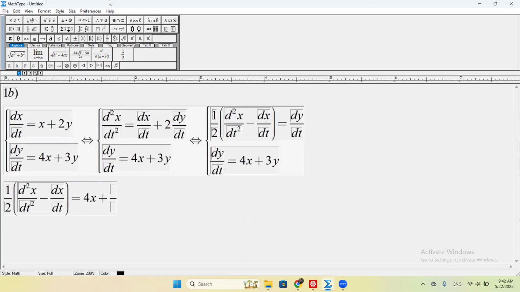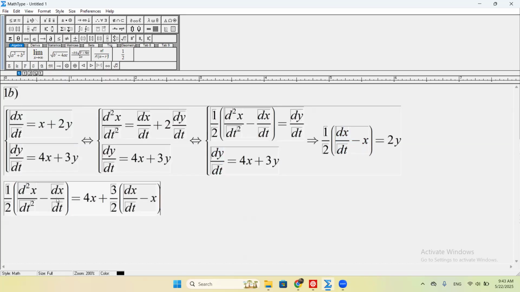And how to express y? Actually, from this equation, y equals 1 over 2 times dx by dt minus x. So plus 3 over 2 and this expression. So now no y in this equation, only x.